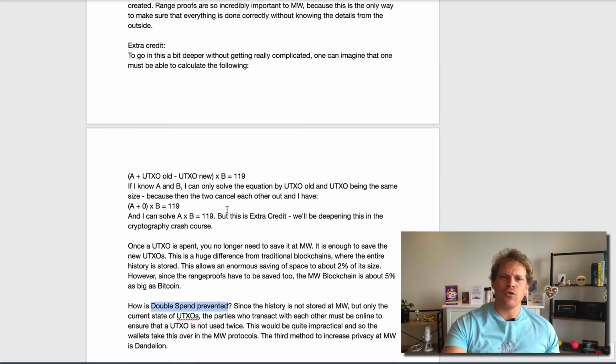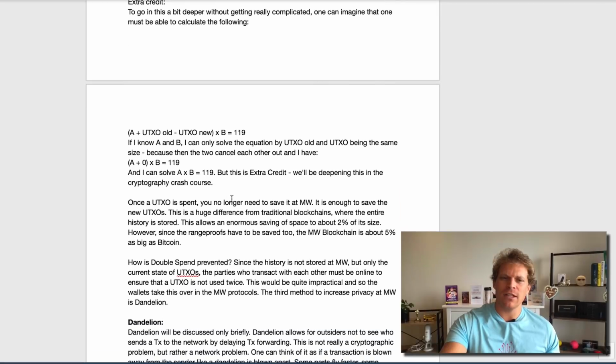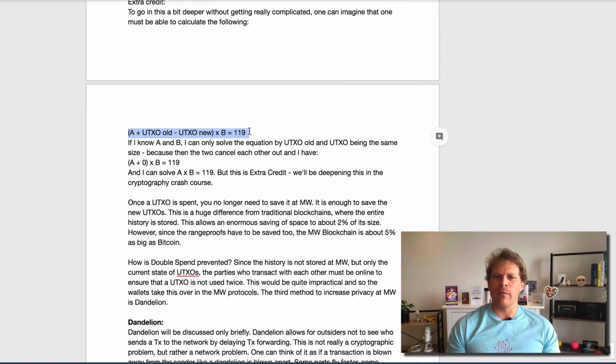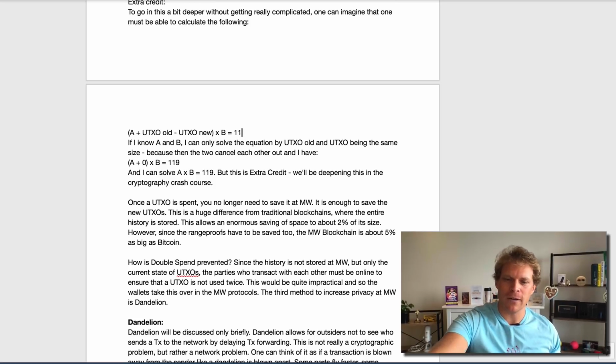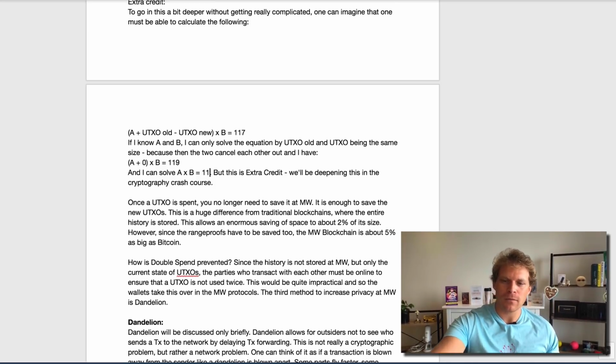Now here, extra credit, and this is just going a little bit into detail, understanding maybe a bit more of the math. Just imagine this way. You have this little formula here, and this is not the actual Mimblewimble formula. This is way more complex, but just given as an example. Imagine A plus the old UTXO plus the new UTXO times B needs to equal 117. Now we have done this before. I'm not sure why it says 119 here everywhere, sorry.